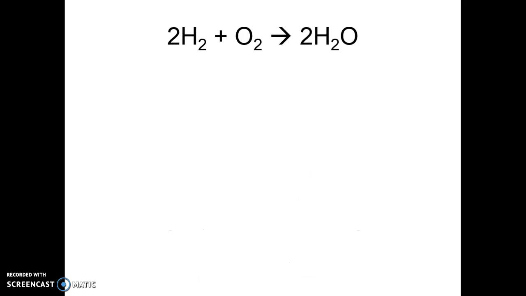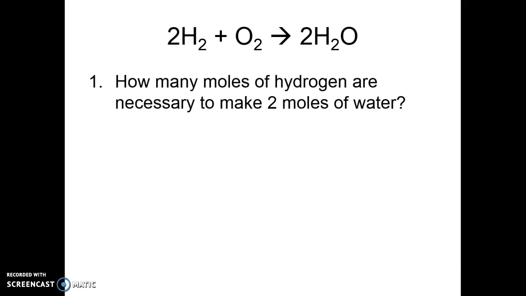Let's try the following problem. Given the equation 2H2 plus O2 yields 2H2O, solve the following questions. Number 1. How many moles of hydrogen are necessary to make 2 moles of water?